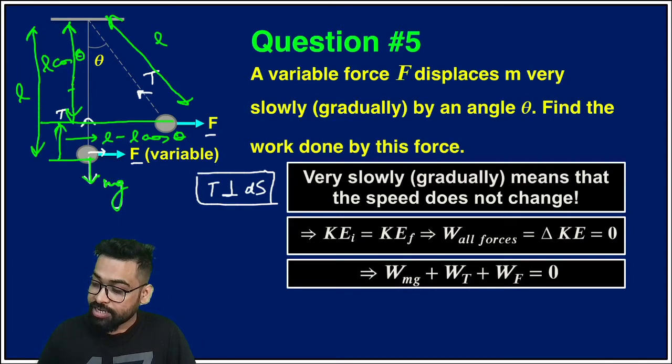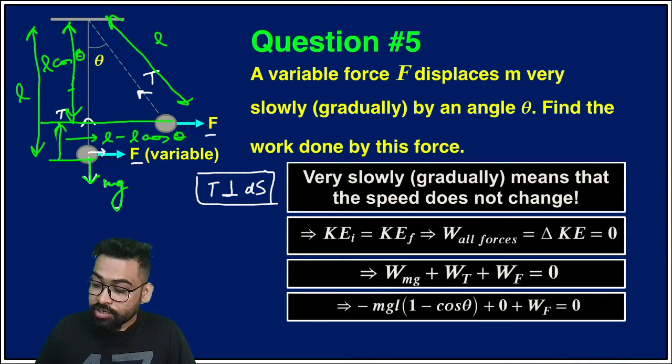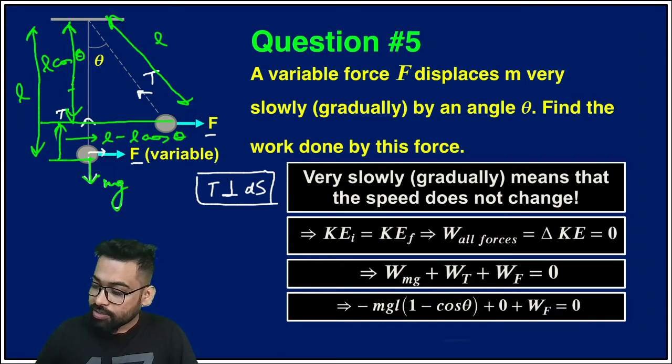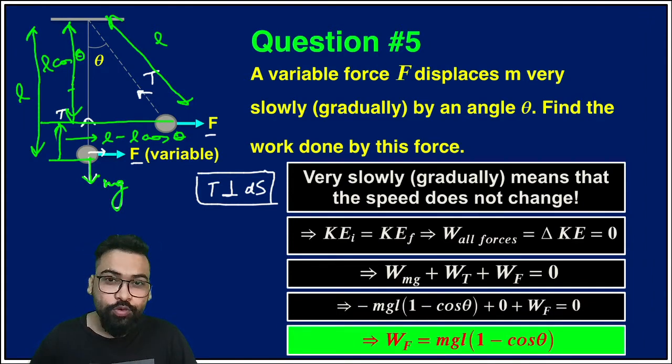So the next thing you'll say is W due to mg turns out to be minus mgL times 1 minus cos theta. W due to tension turns out to be 0, and W due to F, that is what is being required by you, can be calculated after you equate it to 0 using work energy theorem. Right? A little tough, a little much to think, but again, I hope that once you've seen these questions, you would be able to mark these questions in the paper as well. So final result that we get is work done due to force becomes mgL times 1 minus cos theta.